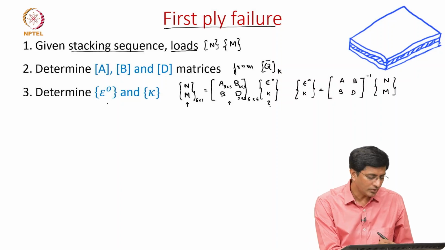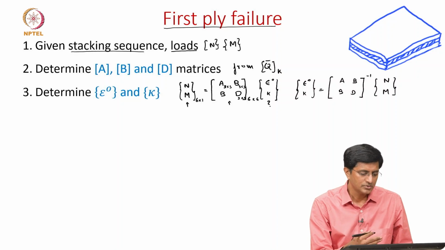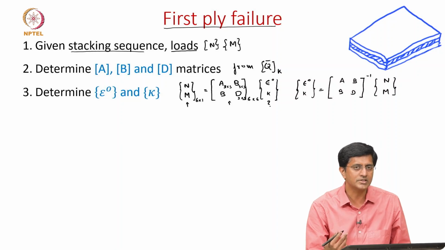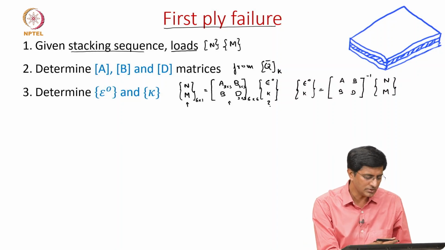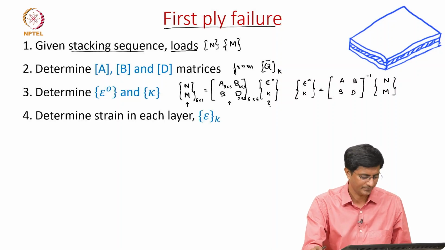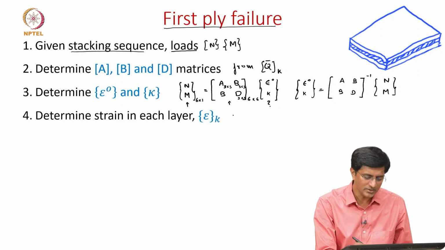Okay, now that we know the mid-plane strains and the curvatures, how do we move forward? So we can discuss failure once we know the stresses in each of the layers. How do we find the stresses in each of the layers? We use this information about the mid-plane strain and curvature to first find the strains in each layer. So we determine the strain in each layer. How do we find this?